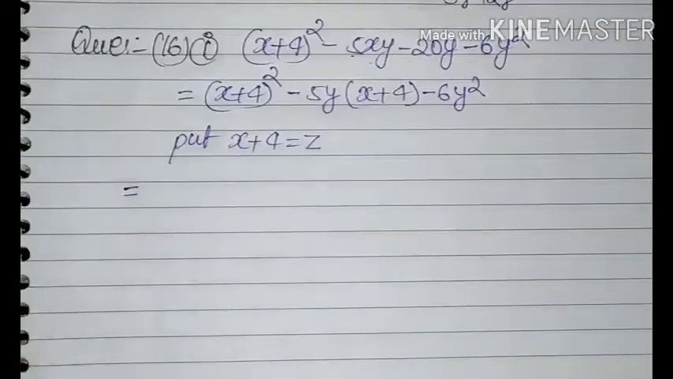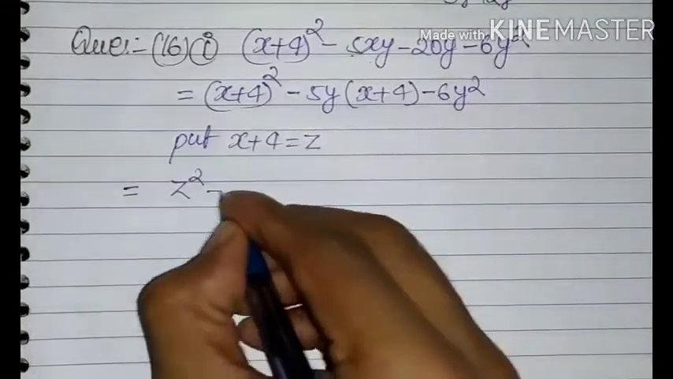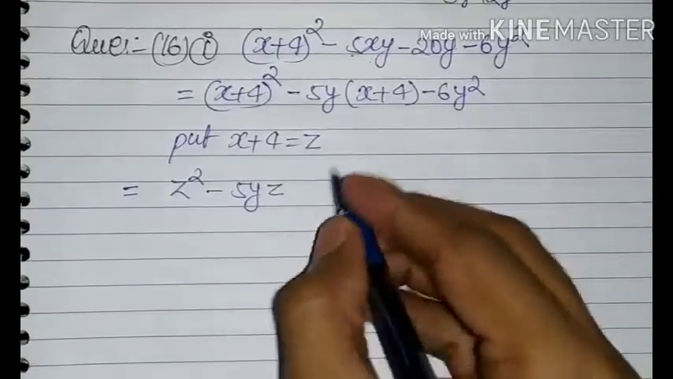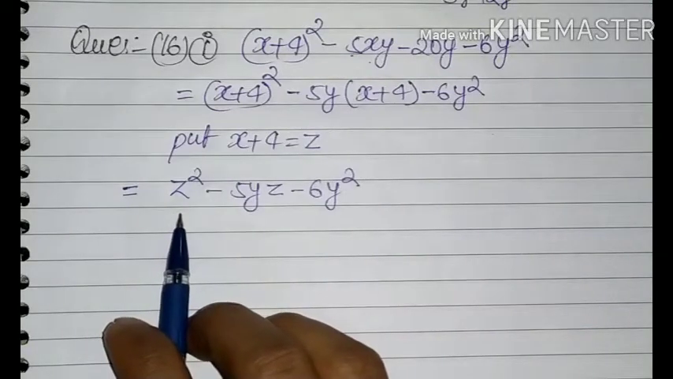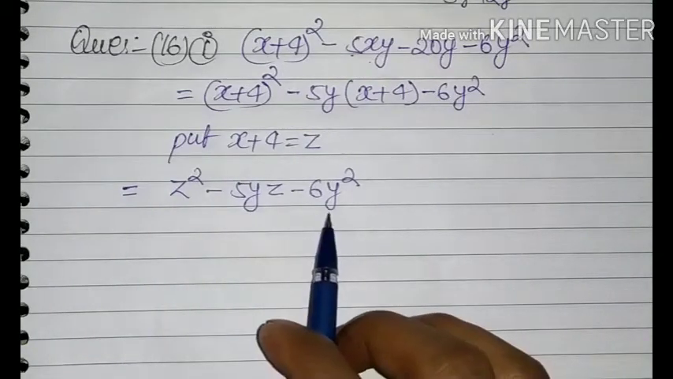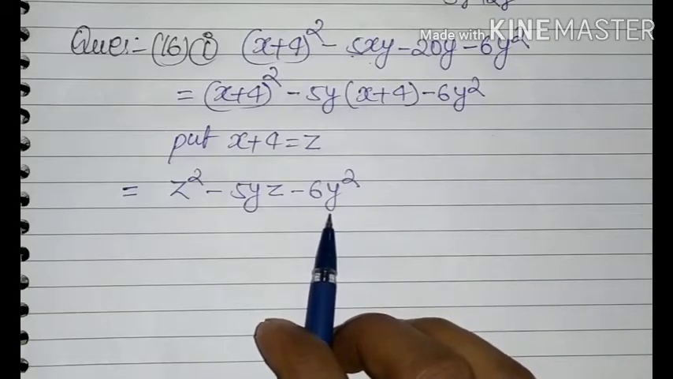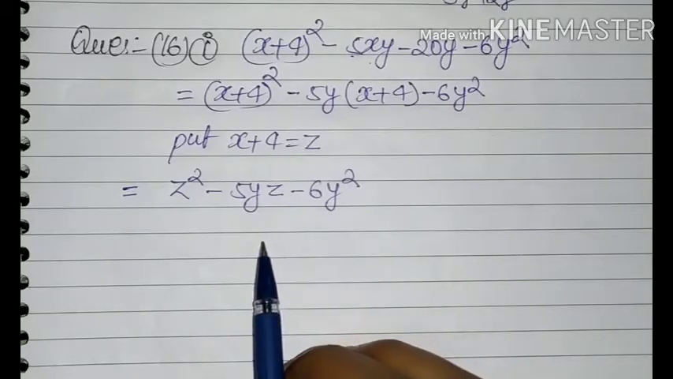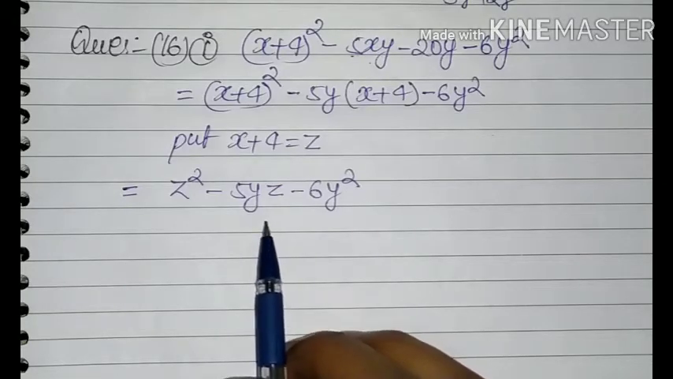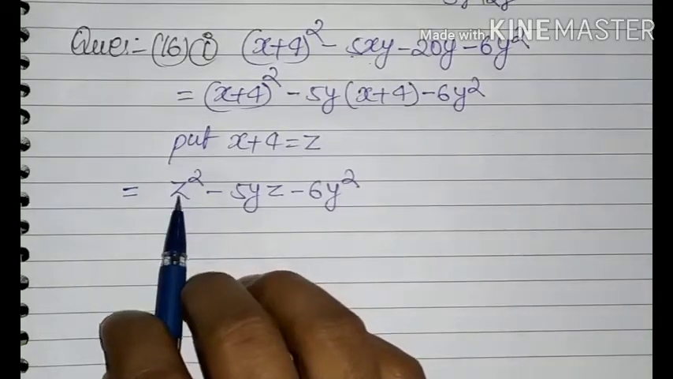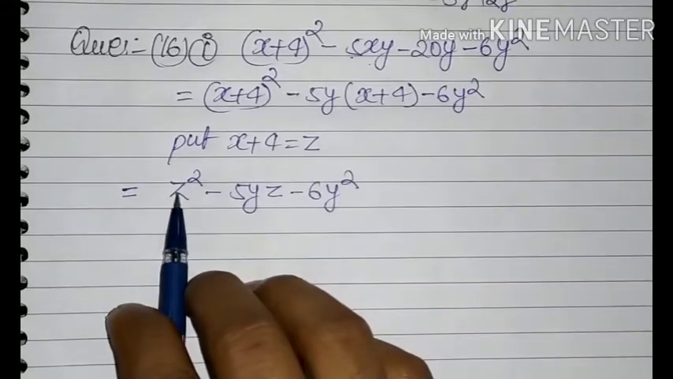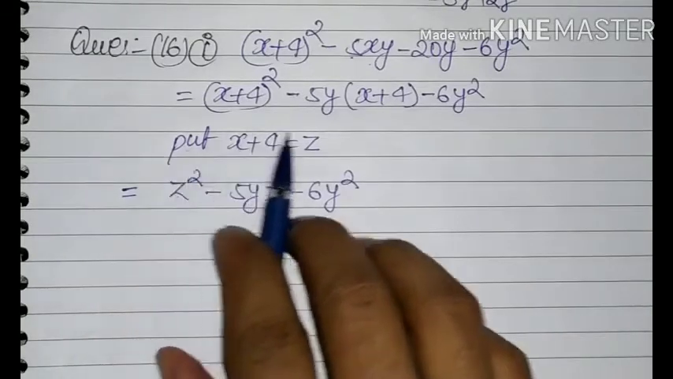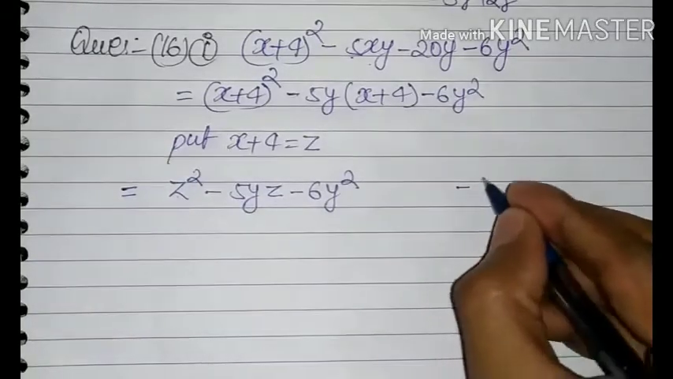Then the given expression converts to z² - 5yz - 6y². This is a quadratic trinomial in z, and you can also see it is a quadratic trinomial in y, but we will consider it a quadratic trinomial in z and solve it for z. Here z² - 5yz is the middle term and this is the constant term. The coefficient of z² is 1. If I multiply 1 with the constant term, it becomes -6y².